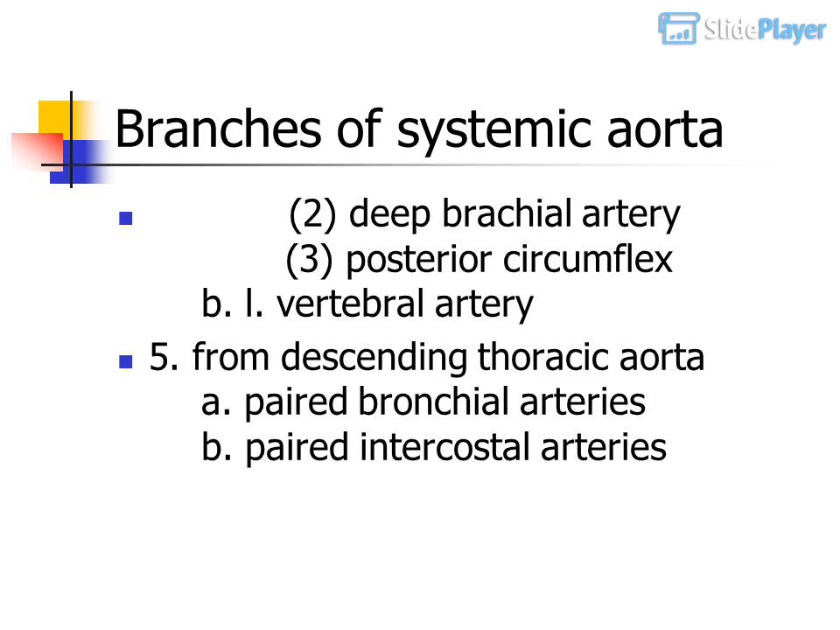Branches of systemic aorta. 2. Deep brachial artery. 3. Posterior circumflex. b. Left vertebral artery. 5. From descending thoracic aorta. a. Paired bronchial arteries. b. Paired intercostal arteries.